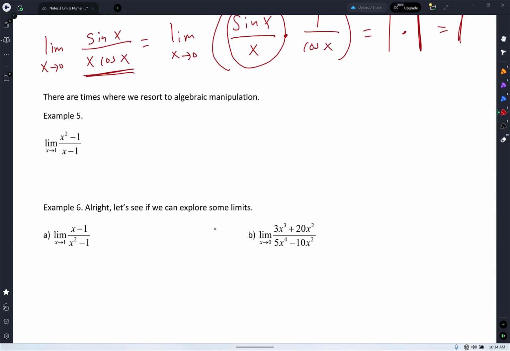All right, look at example 5. Can I do direct substitution? No. Why can't I do direct substitution? Big hint, guys, focus real quick. If you get 0 over 0, there's a rule.